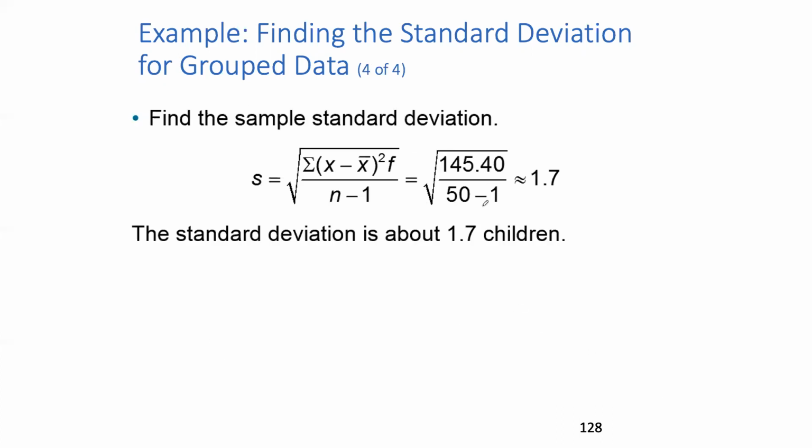Because it's a sample data set, now I divide by n minus 1. The standard deviation is just the square root of the variance, so that's the sum of squares over n minus 1. It's about 1.7. So the standard deviation in this case is about 1.7 children.